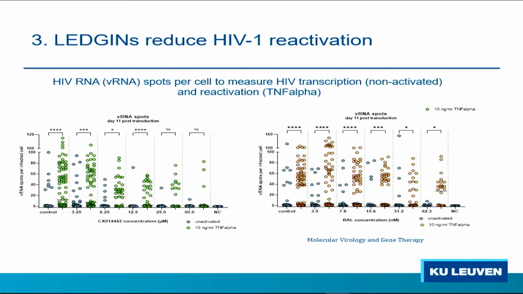shown here. So you see that each dot represents a cell, and we count how many RNA spots. For instance, this cell has about 30 RNA spots present. If we activate with TNF-alpha, this goes up. More cells produce RNA. But if we add ligand, you see that the average drops, less and less RNA per virus. Yeah? We still can reactivate, but also this goes down. Yeah? So blocking and locking.